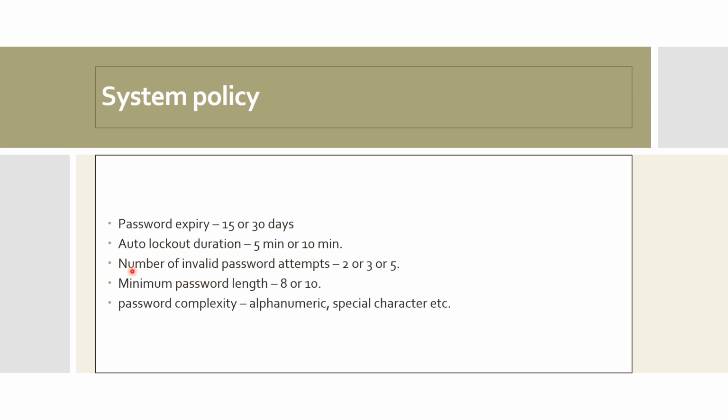Next is number of invalid password attempts. It may be 2 or 3 or 5 based on the internal policy requirement, and after this the password shall be locked out. Next is minimum password length. It can be 8 or 10 characters based on the internal policy. So the user must set their password with a minimum 8 or 10 character length. Next is password complexity. It can be alphanumeric or special character, etc. So the user must follow the complexity requirement to set their password.